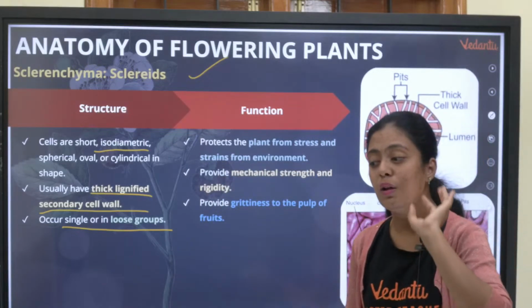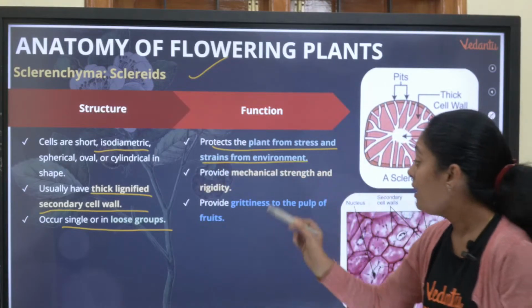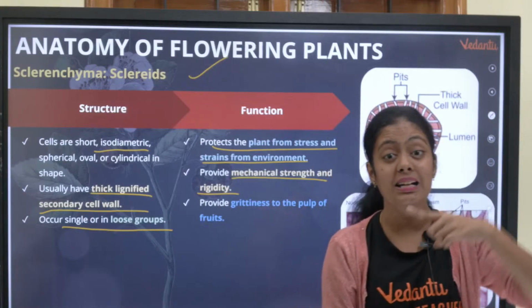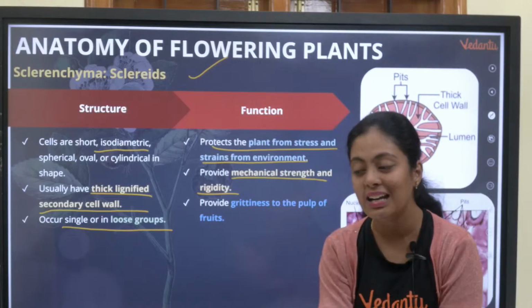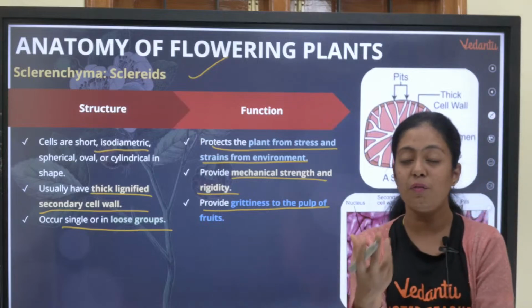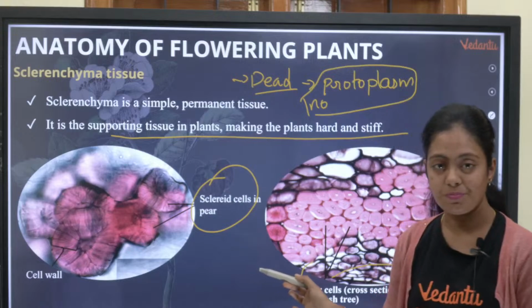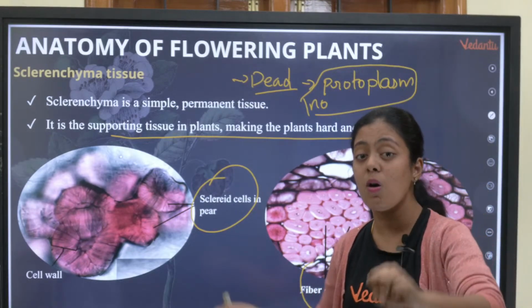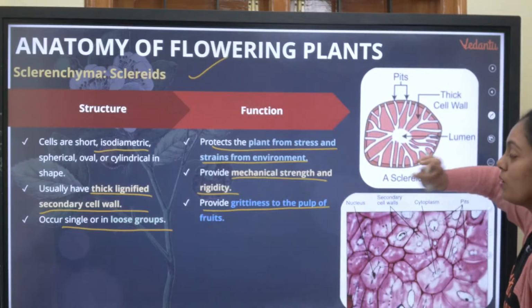Now coming to the function. They protect the plant from stress and strains from the environment. They provide mechanical strength and rigidity. Your collenchyma provides mechanical strength, while your sclerenchyma provides both mechanical strength and rigidity. It provides grittiness to the pulp of the fruit. In the previous picture, you saw that pear has these sclereids. They provide grittiness and keep the fruit from becoming too soft. Very important. So these are sclereids, pasanga.